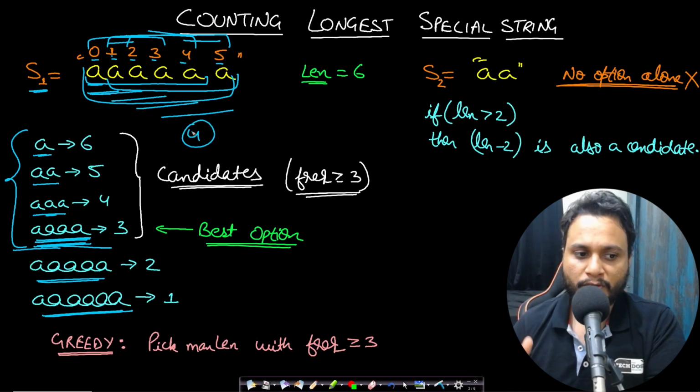So I hope you have understood why I selected 4 as an answer. Greedily we have to pick the maximum length which has frequency greater than equals to 3, right? So those will become the candidates. Out of all the candidates, pick the one with the maximum length.